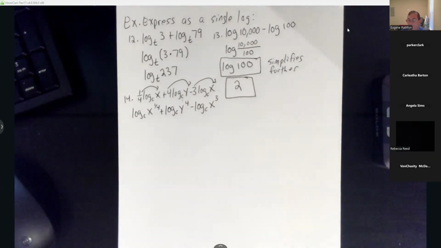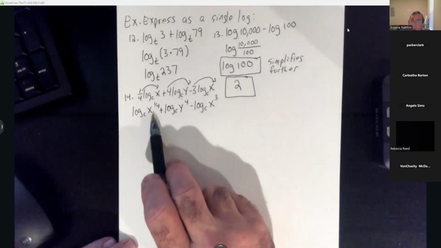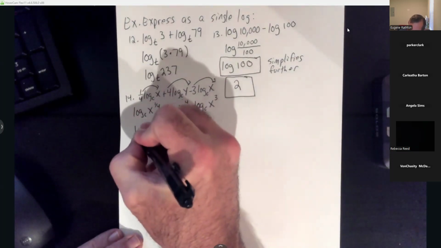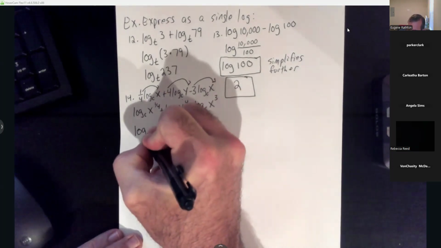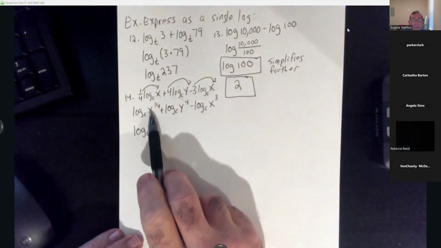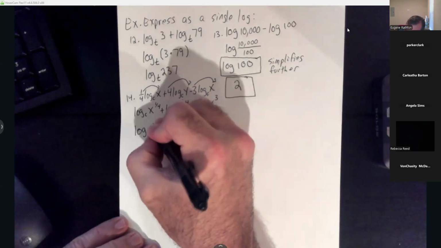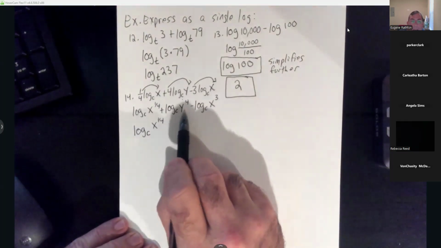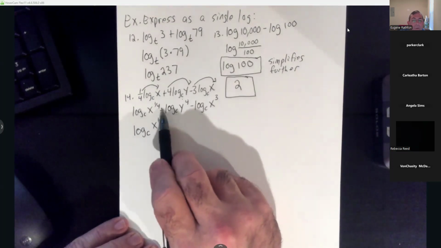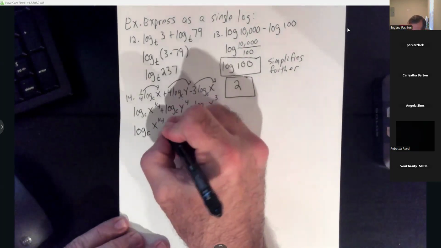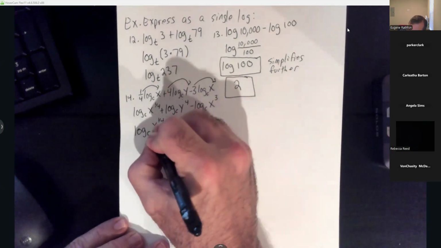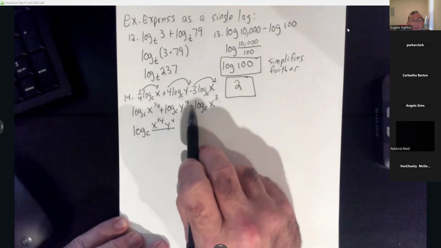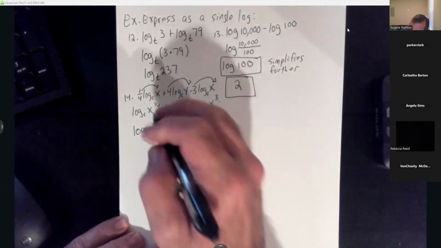Okay. So I'm going to rewrite this as a quotient. So let's see what we do. I'm going to bring out my log base C. X to the 1/4 is going on top. The y to the 4th is going on top also because it's being added. And then that'll be over the x to the 3rd because this factor was being subtracted.